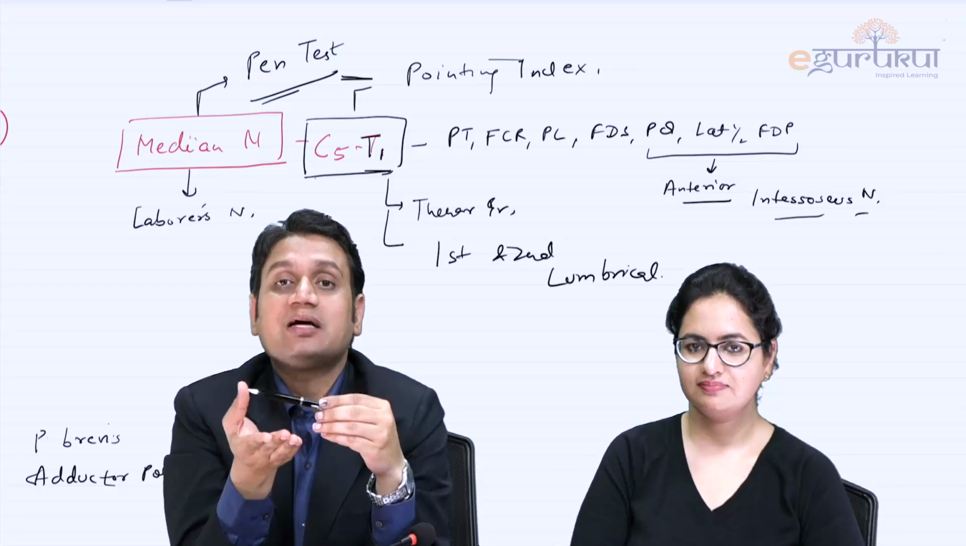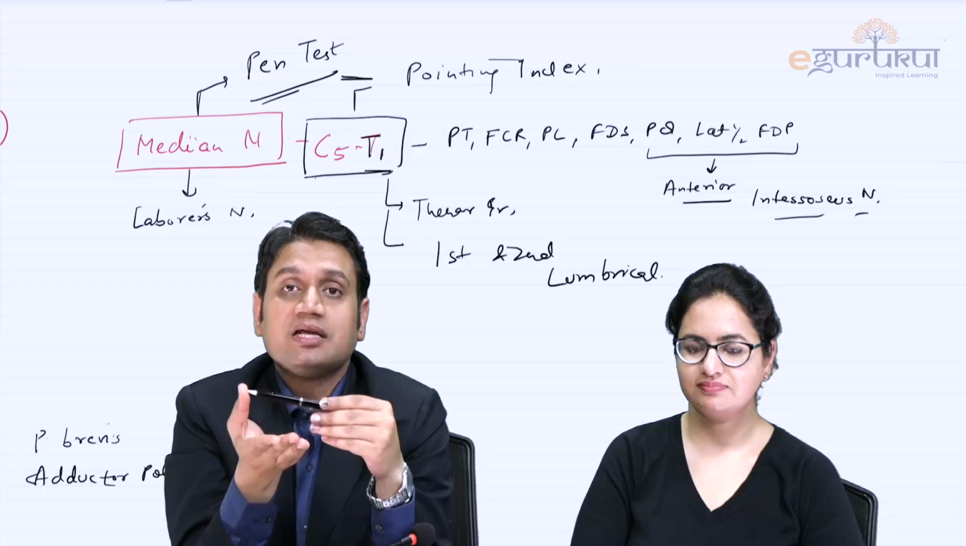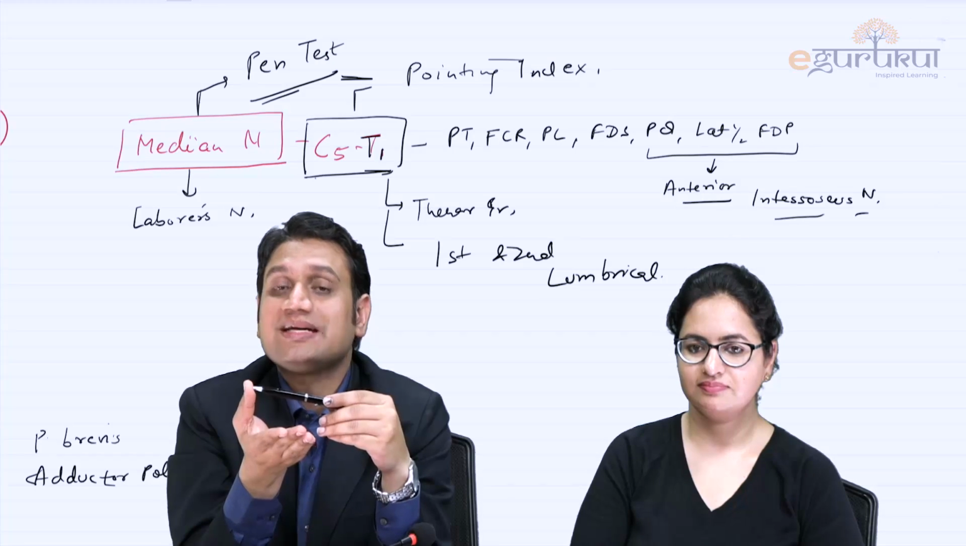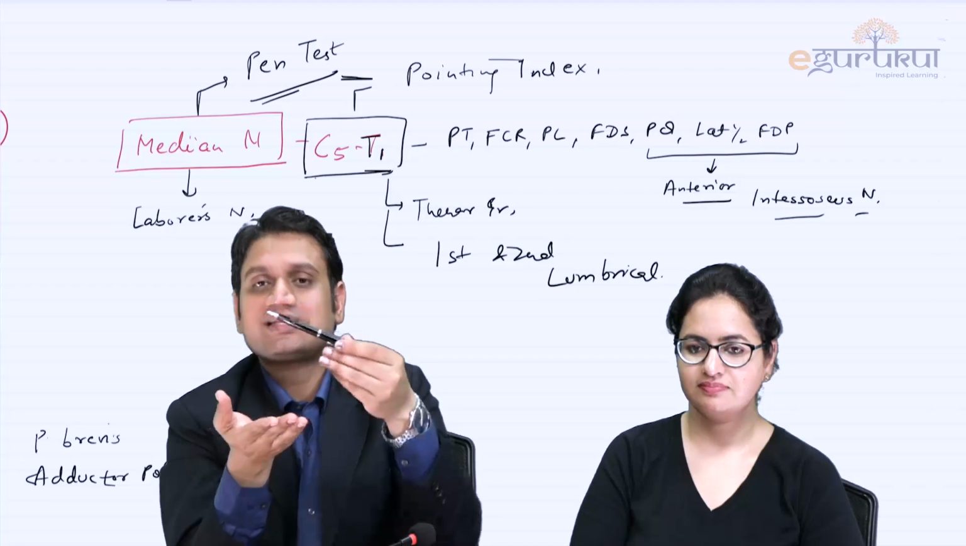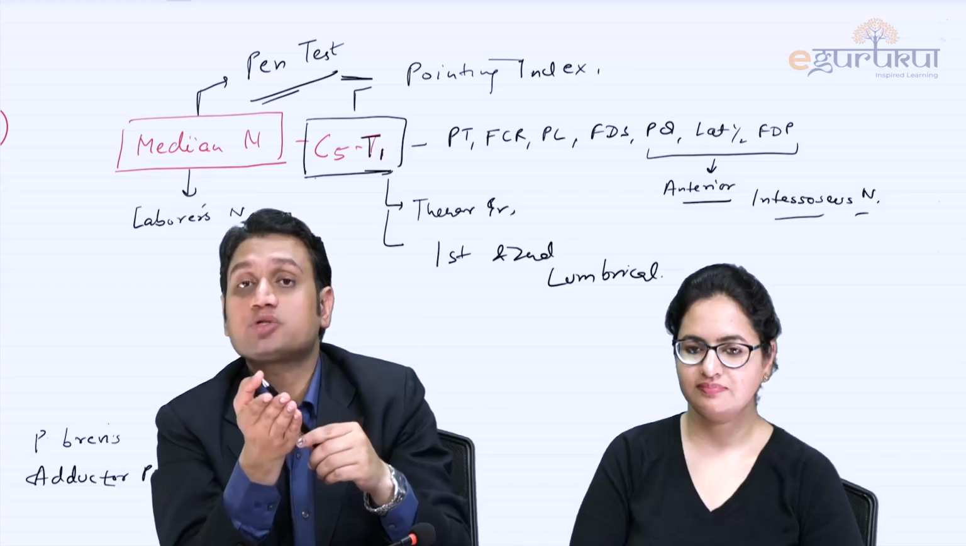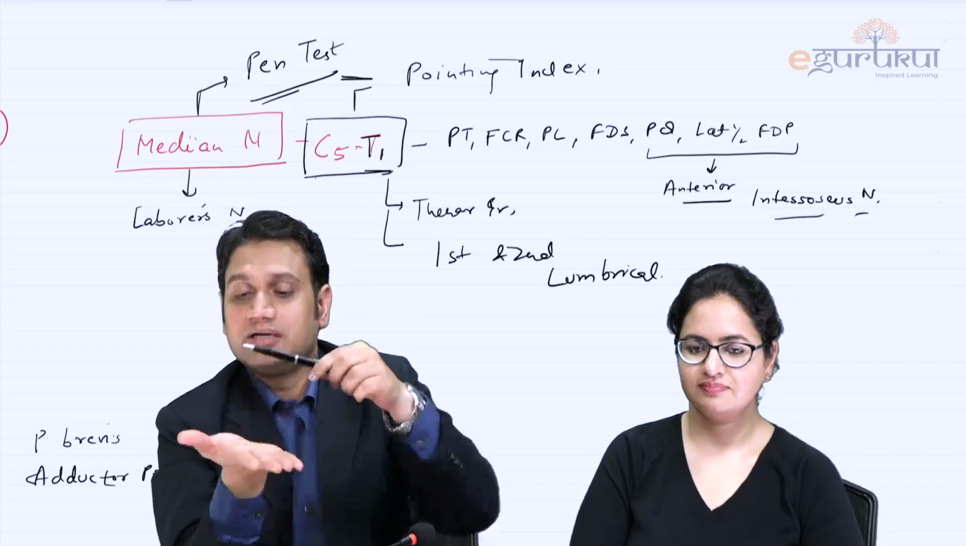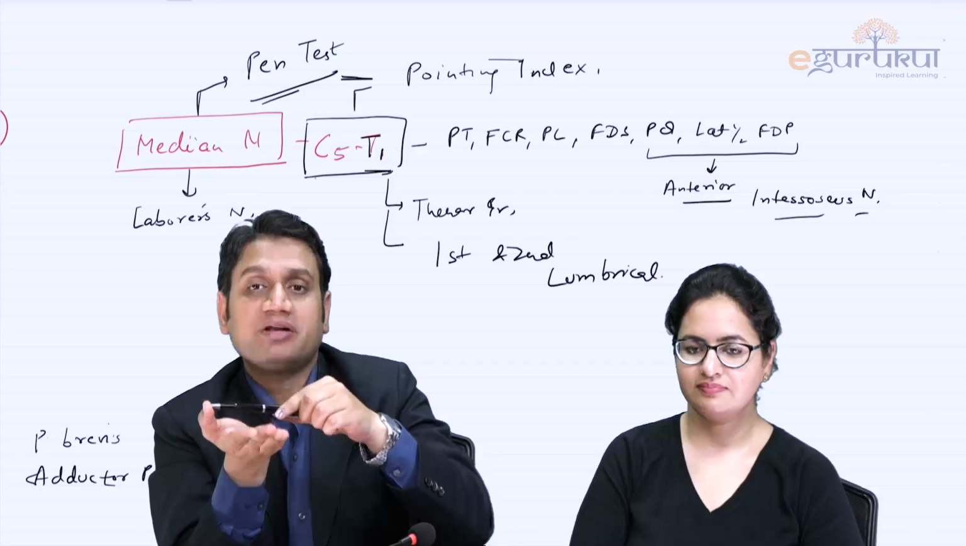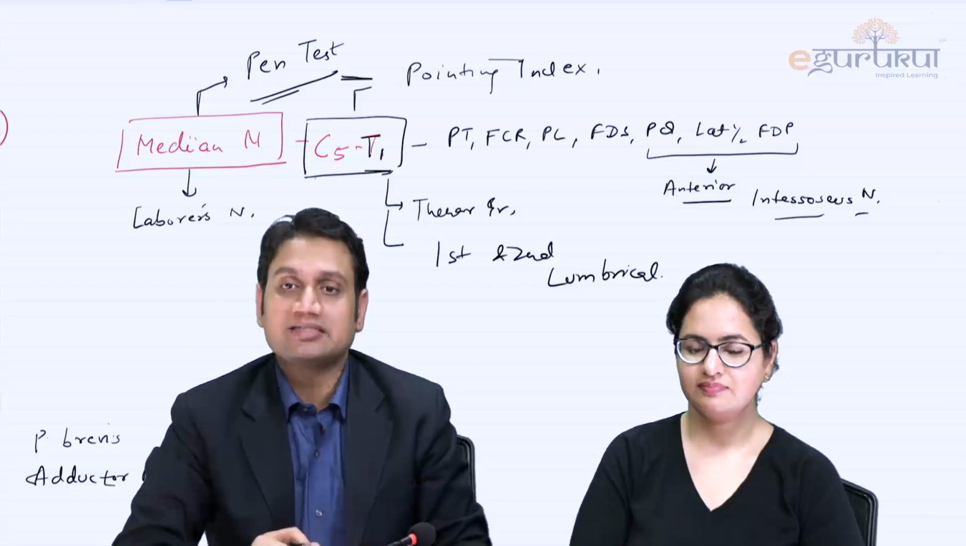But do remember, what we are checking for the median nerve is abductor pollicis brevis, because there is a longus counterpart which is getting a supply from the radial nerve. So this test can very well be falsely positive. So the exception muscle is abductor pollicis longus, getting a supply from the radial nerve. Pen test, abductor pollicis brevis. Pointing index we have already discussed.